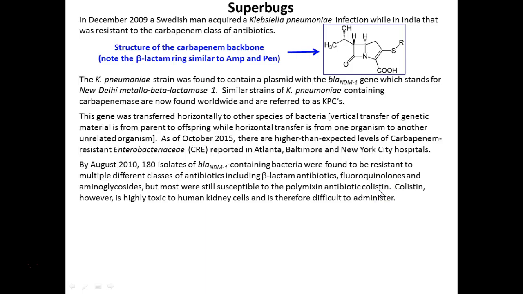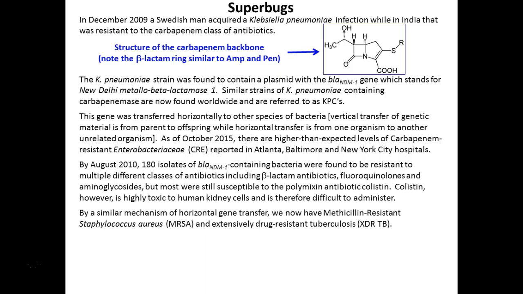We used colistin in our blood agar plates. Although colistin is highly toxic to human kidney cells, and therefore it's difficult to administer. We can use it safely in our plates, but you wouldn't necessarily want to prescribe it willy-nilly to your patients. Not that antibiotics should be used that way. It's part of the reason why we're experiencing the problem we have today.